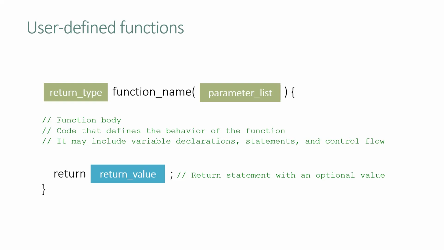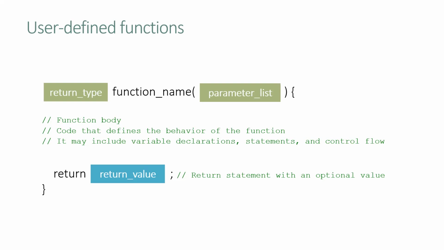Now, for the parameters, these are the inputs your function needs to do its job. You list them inside parentheses. If your function doesn't need any inputs, just use empty parentheses. Each parameter has a data type and a name, and if you've got multiple, separate them with commas. Then there's the function body wrapped in curly braces. This is where the magic happens. It's a block of code that actually does the work of the function. You can declare variables, use statements, control flows like if or while loops, and other C language stuff here.